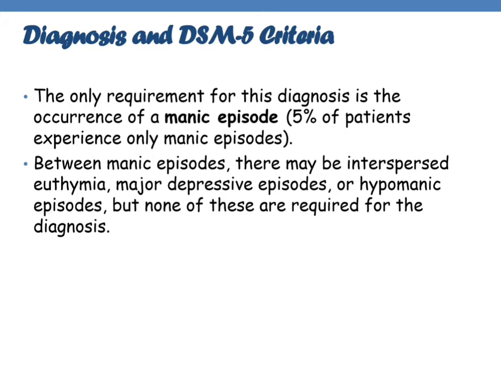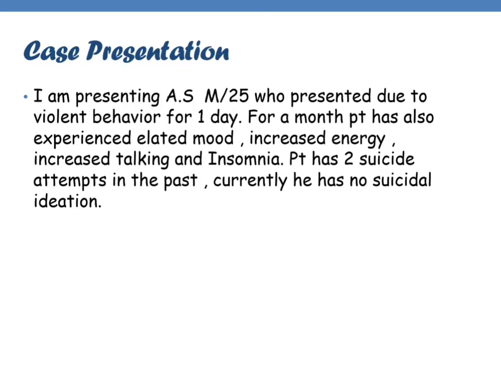So, diagnosis and DSM-5 criteria. The only requirement for this diagnosis is the occurrence of a manic episode, and 5% of patients experience only manic episodes. However, 95% do experience depressive episodes at some point in their life. Between manic episodes, there may be interspersed euthymia, major depressive episodes, or hypomanic episodes, but none of these are required for the diagnosis. So only a manic episode, and then your diagnosis will be bipolar 1 disorder.